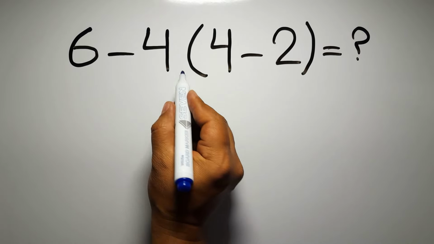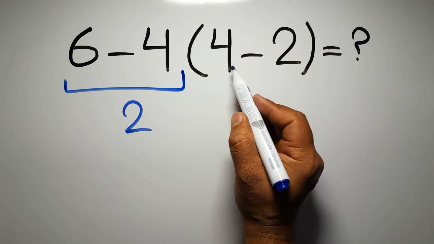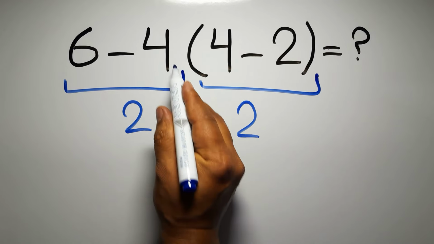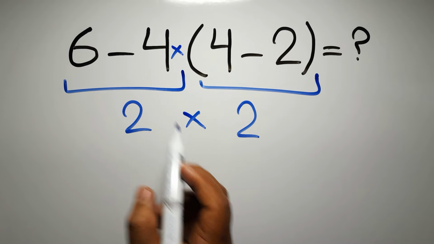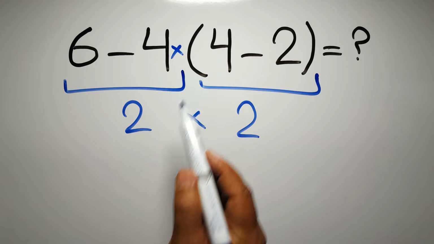6 minus 4 gives us 2. And here inside this parenthesis we have 4 minus 2, which equals 2. So 2 times 2. Here we have a multiplication, because in mathematics, when a number is placed next to parentheses, it means multiplication.